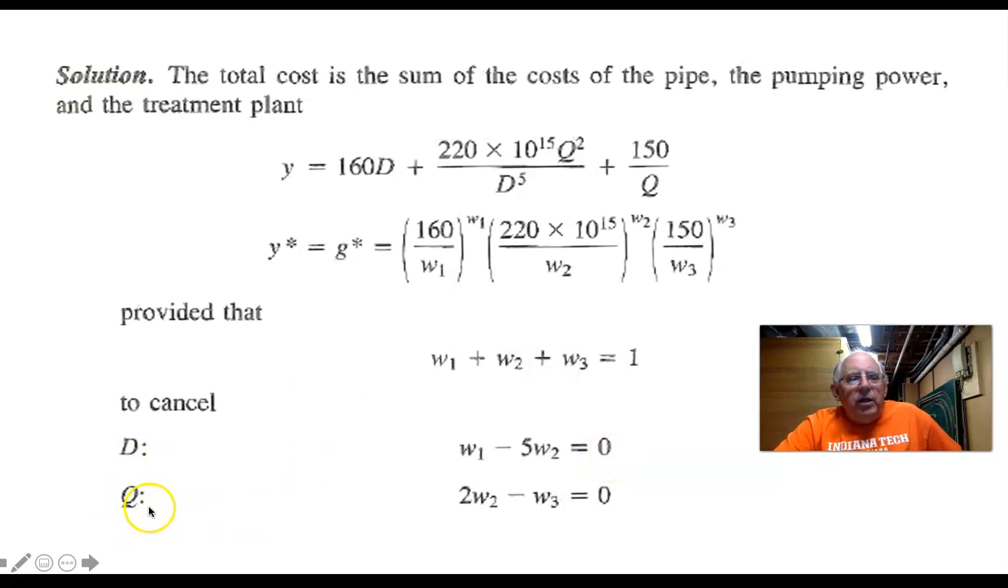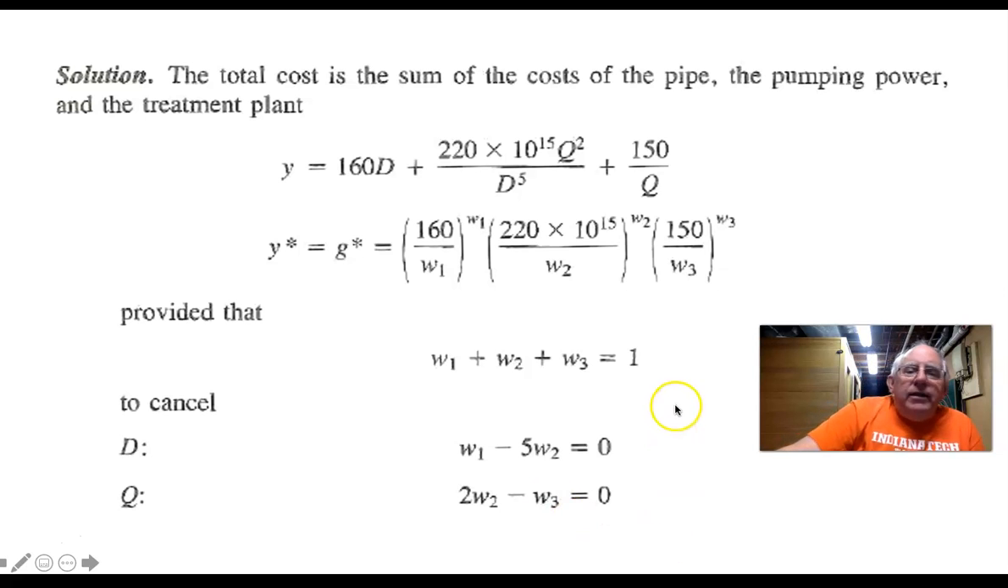Now we go back and we look at, for the next independent variable, Q, we do the same thing. The first term doesn't have any Q associated with it. And so there's no term here with respect to W1. We go into the second term, and it does have a square dependency on Q. And so that's where the 2 comes about times W2. And then finally, we look at this last term that does have a Q dependency to the minus 1, and that's where we get the minus W3.